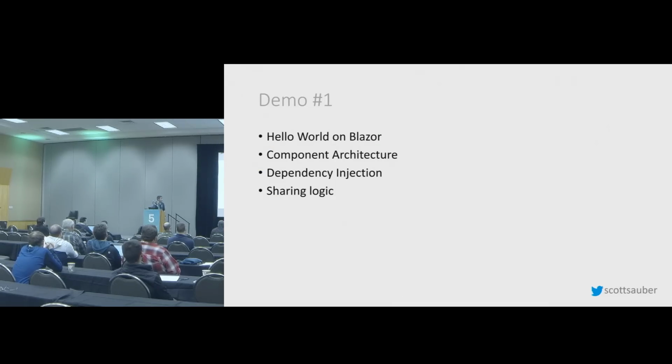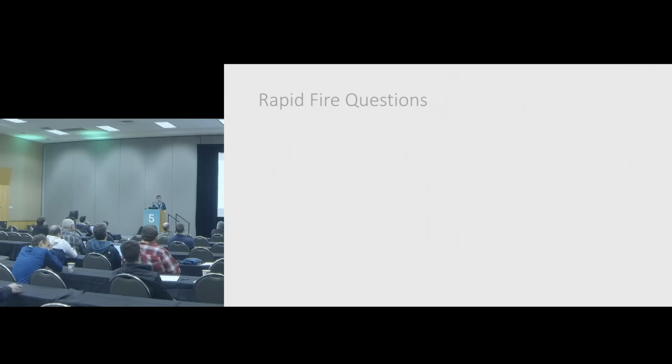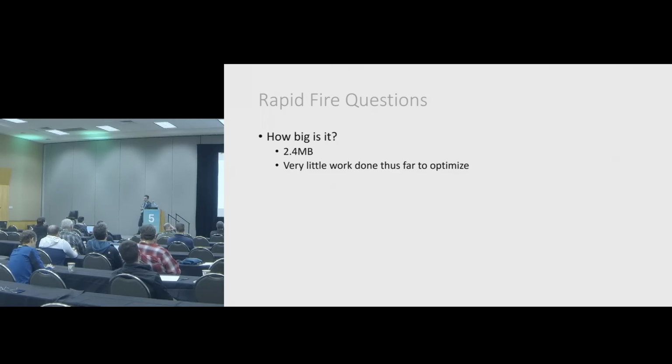So I showed you kind of like hello world on Blazor, some components, we looked at dependency injection with the HTTP client, and we looked at some sharing logic between the two. So if I were you, I would probably have some random questions. So I'm just going to hit those random questions now. So you may think to yourself, all right, cool, .NET Core or .NET Framework is like 80, 100 megs. So are we loading 80 or 100 meg in the browser?